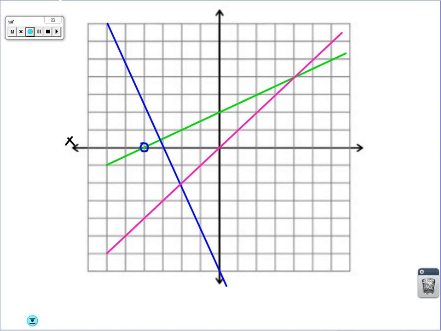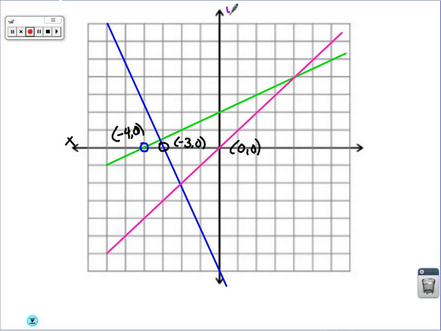actual coordinates there. We have the point -4, 0 as the x-intercept. For the blue line, we see right here, -3, 0. And for the pink line, we see that 0, 0 is the x-intercept. Now let's move on to y-intercept.